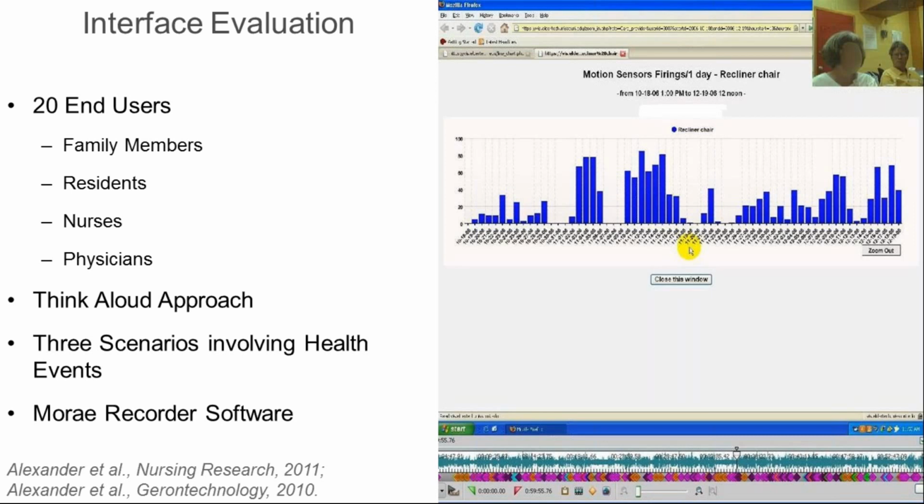So we went through, and I led this part of this project, and we looked at the interface and had different types of think aloud approaches where people looked at the interfaces and told us what they were thinking, and we documented that and recorded it. And you can see the picture up there on the right where I'm talking to one of our participants. This is what an older example of our interface looked like. We used to use bar graphs or histograms to show the motion sensors, and this is motion sensors from a recliner chair.